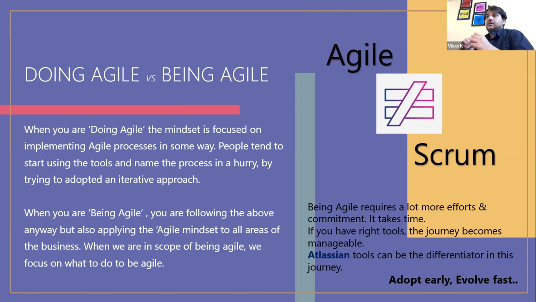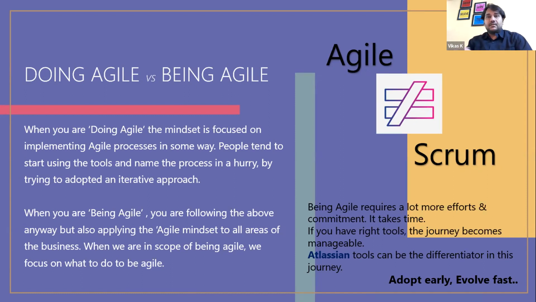But to me, Agile is not a technique. Agile is an attitude. Okay. And that is the point we are coming to: what is the difference between doing Agile and being Agile, right? Because there is a difference. You can adopt Agile methodology, but adopting it and changing the mindset into being Agile are two completely different things. When we are doing Agile, the mindset is focused on implementing the Agile process in some way. So you start by saying, okay, this is how we have been doing. How can we convert into Agile? Which is okay, right? But it will not always work, because people tend to start using the tools and naming the process in a hurry.